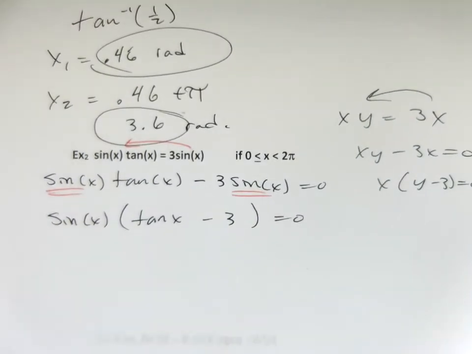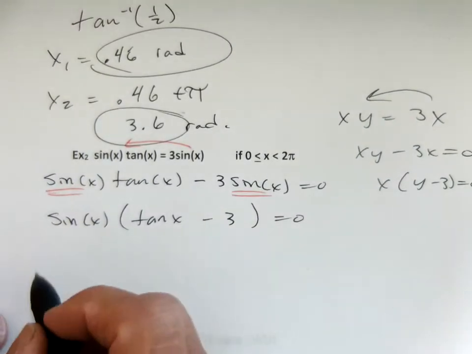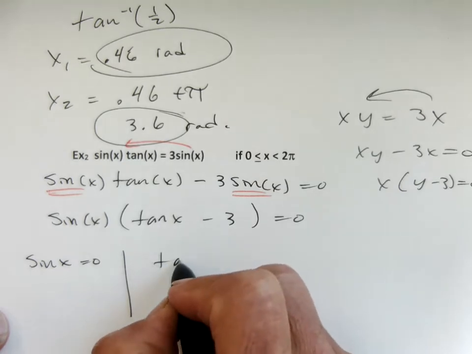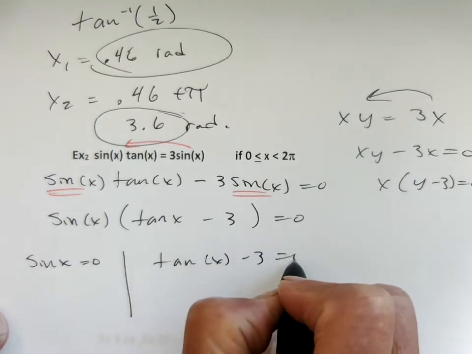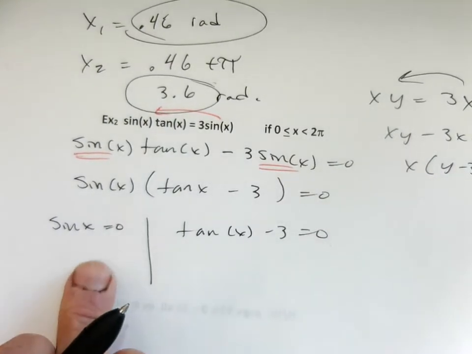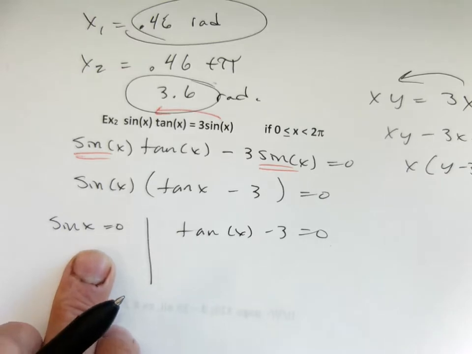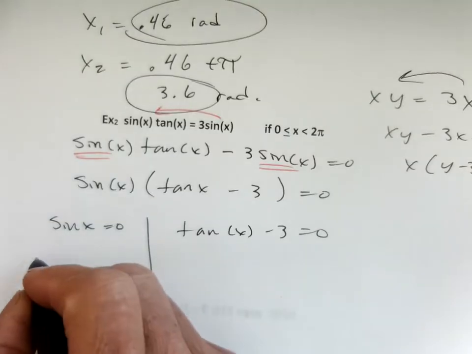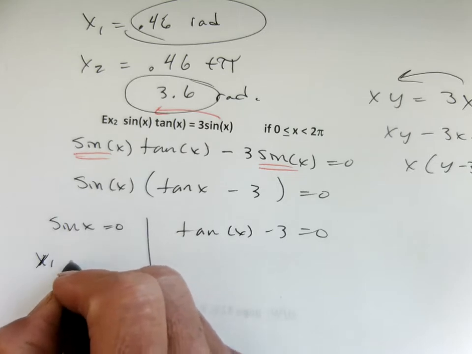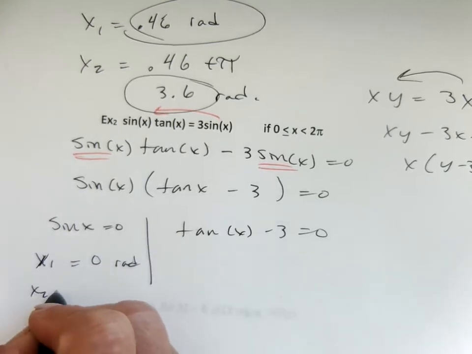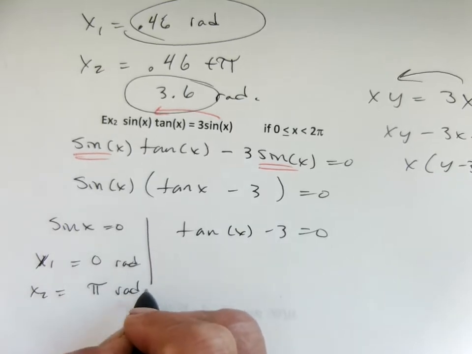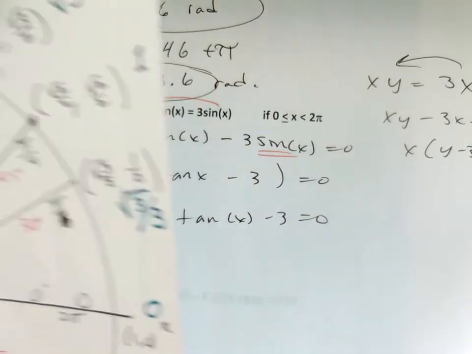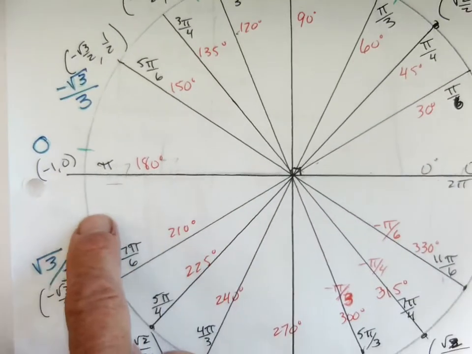Okay? How am I doing? So I got many equations. I have a sine of x equals 0, and I have a tangent of x minus 3 equals 0, okay? Now, this is on the unit circle. If it's on the unit circle, it makes it easy, okay? You could also use a calculator, but sine is 0 at 0 radians and sine is 0 at pi, so my first two answers are x1 equals 0 radians, and x2 is going to be pi radians, okay, or 3.14. And I got that because sine is the y value in my unit circle there.